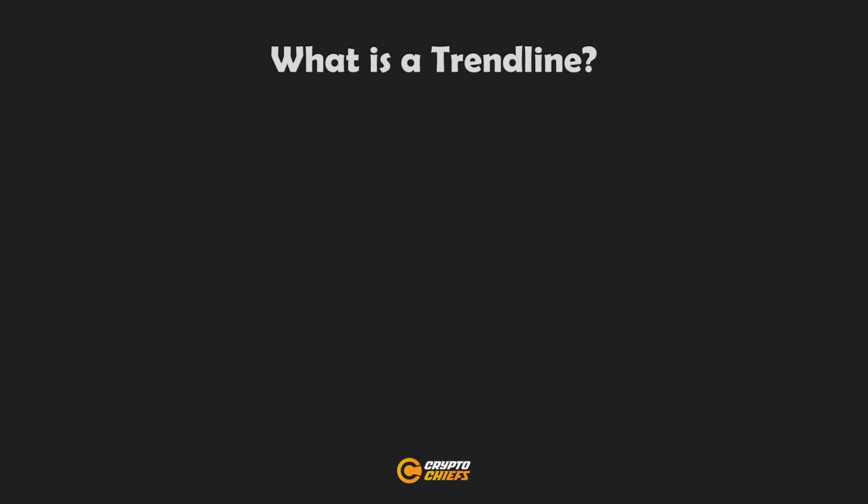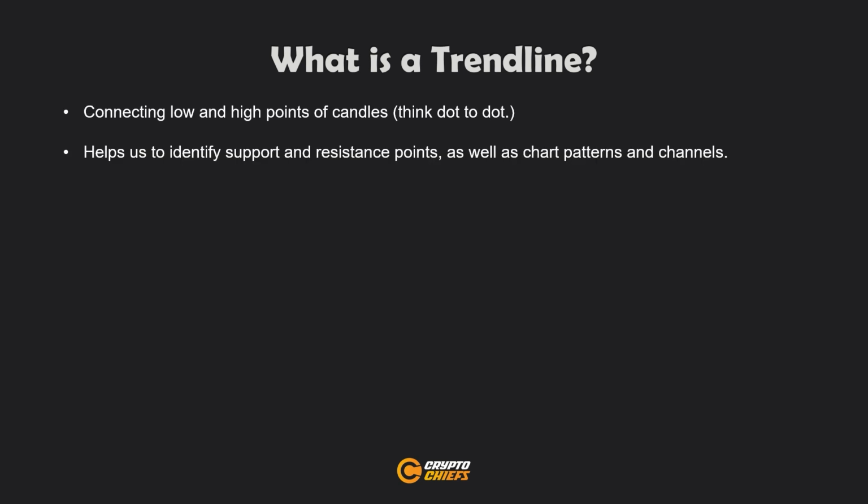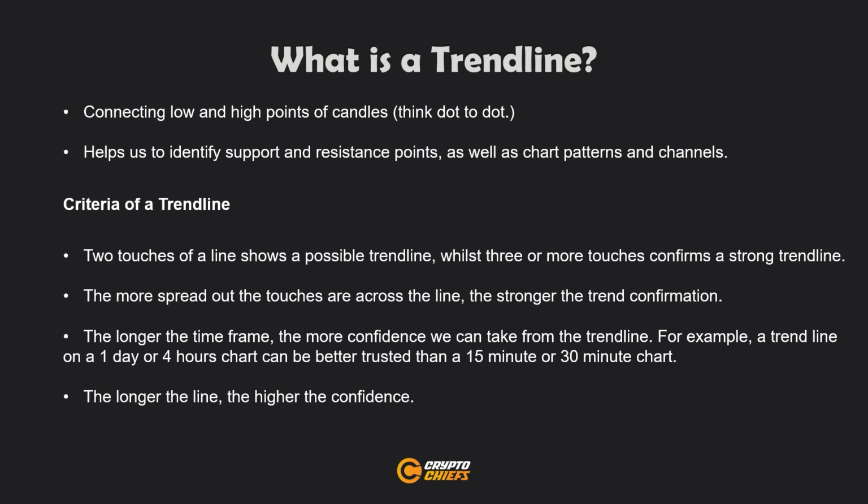So firstly, what is a trend line? A trend line connects low and high points of candles, so think dot to dot, and it helps us to identify support and resistance points as well as chart patterns and channels. So the criteria of a trend line: if the candle or the wick touches a line twice, it shows a possible trend, whilst 3 or more touches confirms a stronger trend line. The more spread out the touches are across the line, the stronger the trend confirmation.